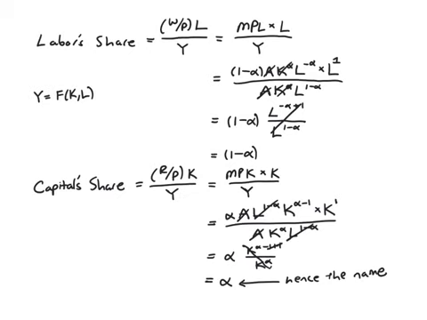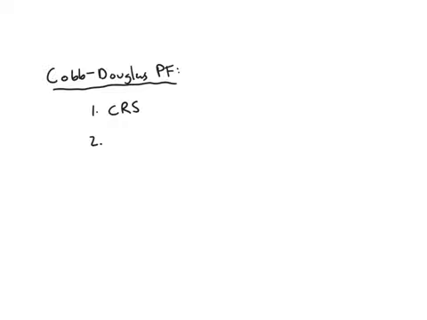So let's summarize. With our Cobb Douglas production function, we noted 3 important things. First, it is constant returns to scale. Second, K and L are complements. And lastly, capital and labor each have constant factor shares. So we could just summarize that as factor shares are constant.